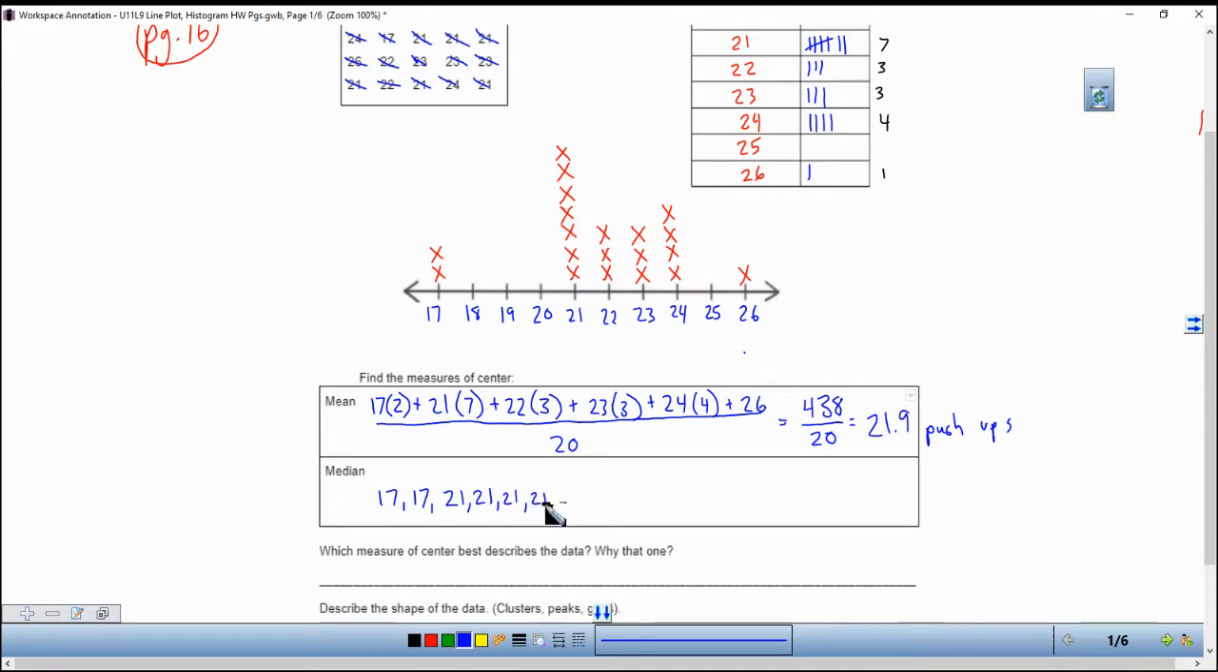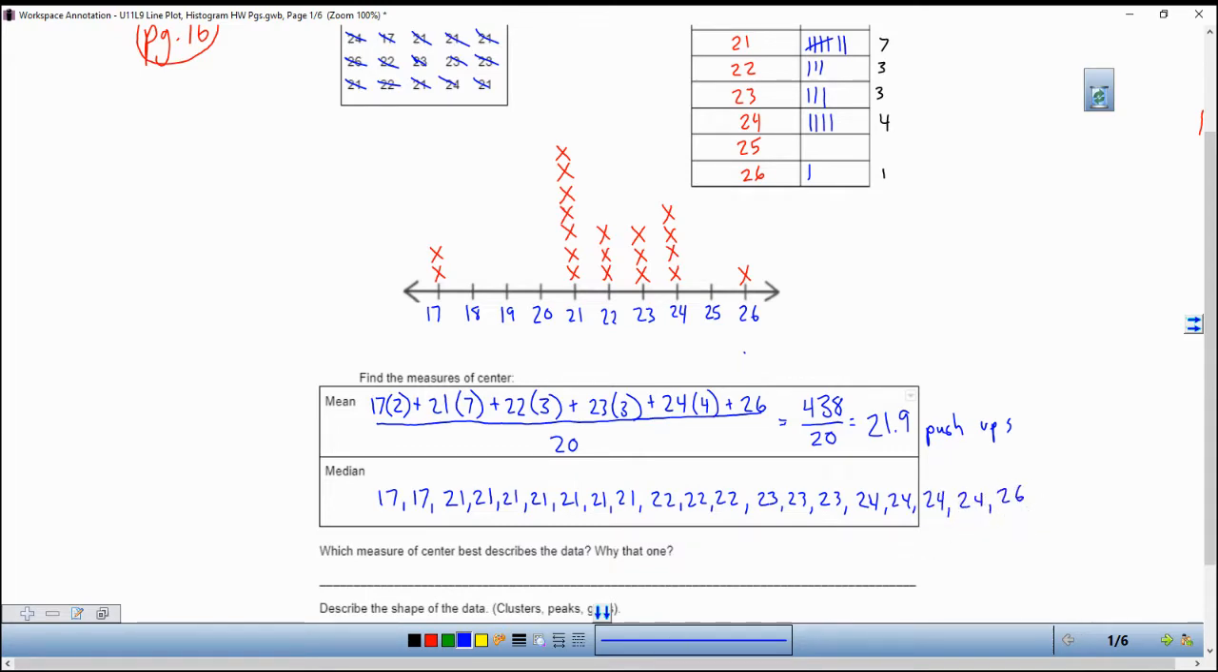21, 21, 21, 21. So many 21s. 22, 22, 22. 3 23s, 23, 23, 23, 24. Oh boy. 24, 24, 24, and then 126.